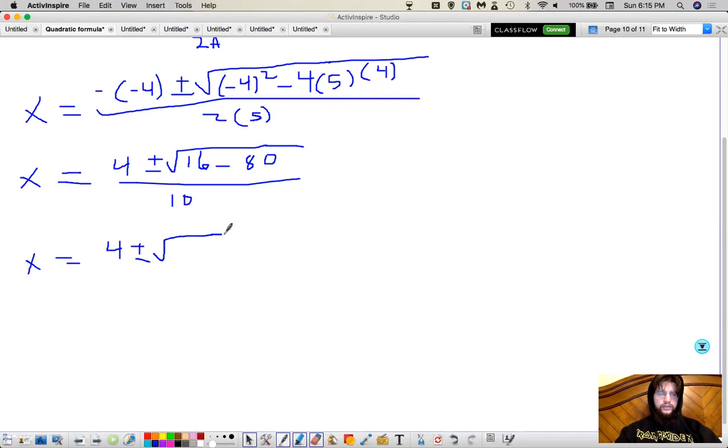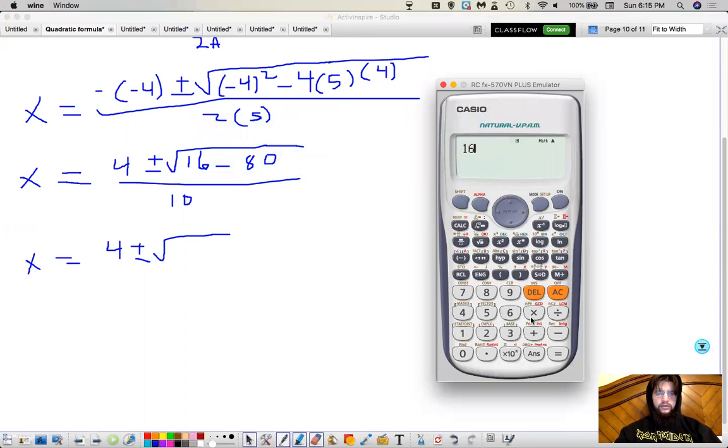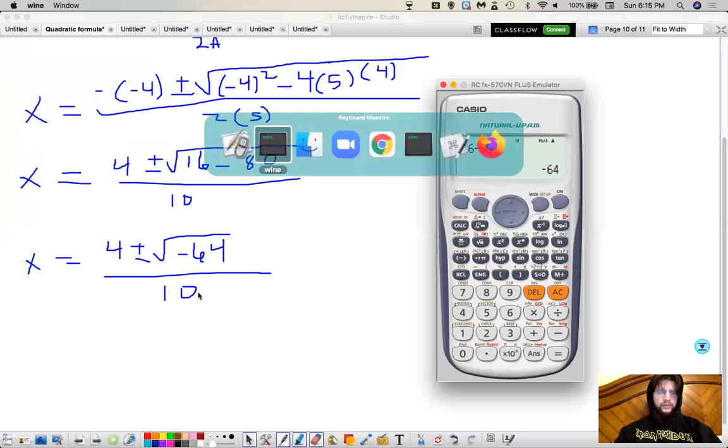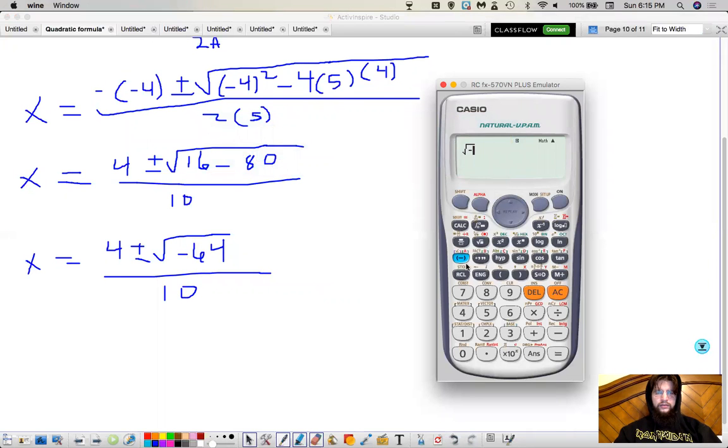Oh, wait a minute. Let me check that. 16 minus 80. That's a -64. Oh my goodness, what am I going to do with that? It's a negative under the radical. I try and type that in the calculator. It gives me this error. Oh no. Yeah, go to mode 2. Or take a factor tree, or just realize, hey, that's 64, which is 8, and then negative, so 8i.